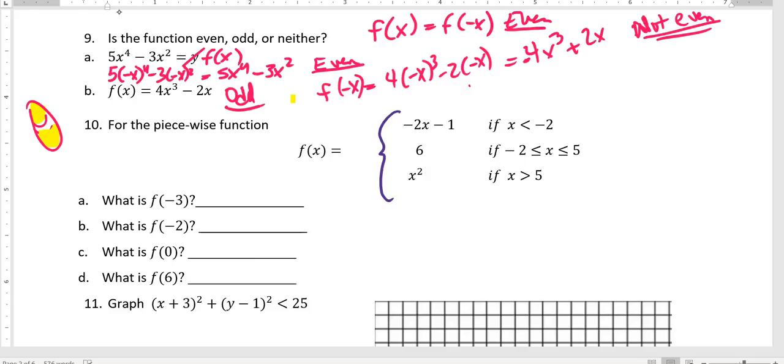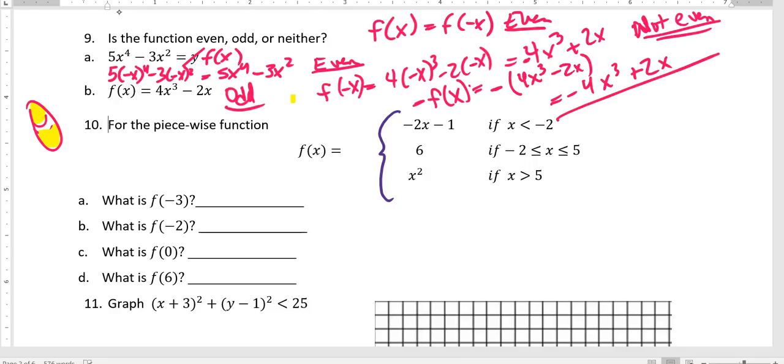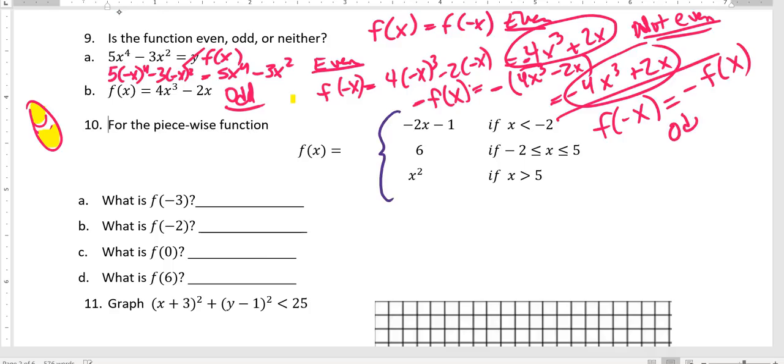But now I'm going to try the next thing. Let me just put a negative in front of my function and see what that would be. So that would be negative times 4x cubed plus 2x. It's going to be negative 4x cubed plus 2x. And now let's check that, comparing it to f at negative x. Well, you can see these are the same. So when f at negative x is equal to negative f of x, we know this is an odd function. So you're welcome to do it mathematically or to use the calculator. Either way is fine in the final.